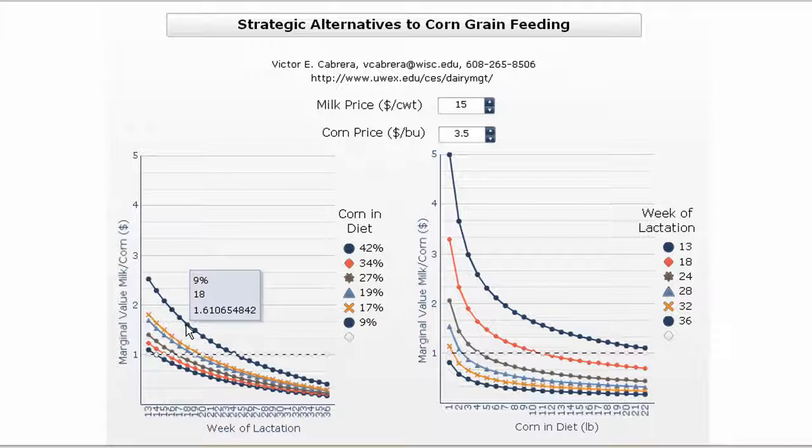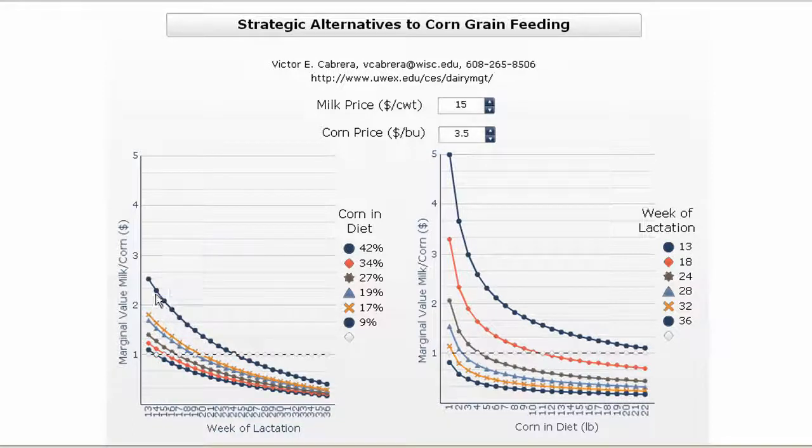As I place my cursor over the data points, a blue box pops up with some important information. The top number represents the percentage of corn in the diet for that particular line. The middle number represents the week of lactation, and the bottom number represents the value of milk. Any values above 1 are desirable.